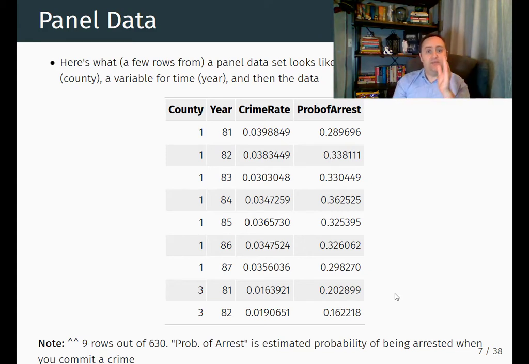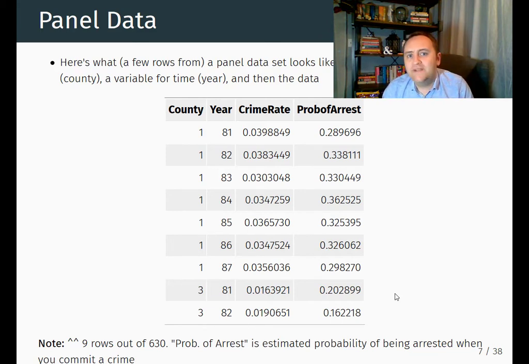But the key I'm trying to get across is that this includes the same counties over and over again. So we can see the same counties multiple times. That's what panel data is. There is both a cross-sectional variation, right? There are different counties that we can compare to each other. There's a cross-section of counties. There's also a time series element where we observe the same counties over multiple periods of time. But when we have both of those at the same time, we can call that panel data.